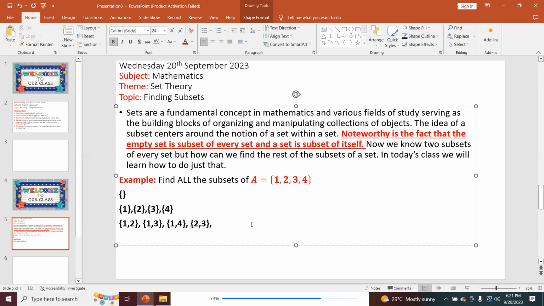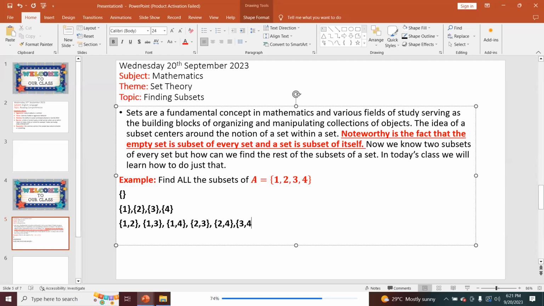Well, let's do 2 and 3, and let's do 2 and 4. Okay. And then what else could we do? We could do 3 and 4. Okay, so someone missed 3 and 4.